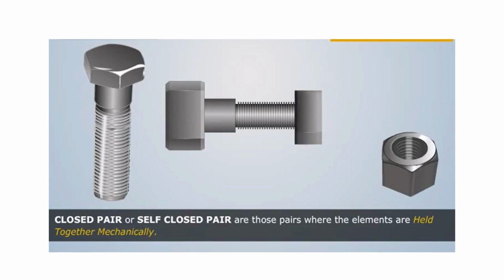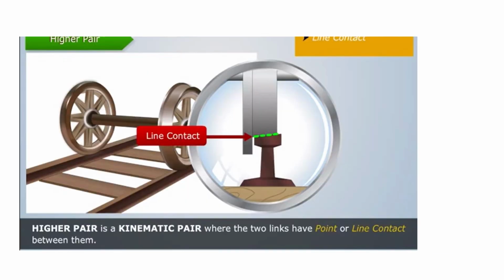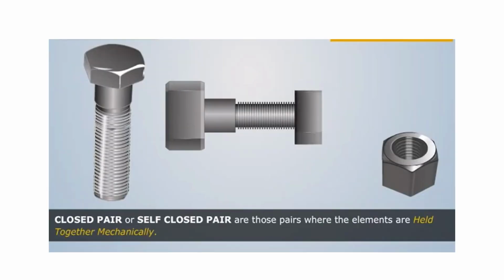Normally we go for the higher pair because the relative motion between them is very low, so we can go on with these contacts. If more surface area is needed, we go for a lower pair. Normally we prefer the higher pair because the motion is transmitted by a small surface area of contact itself. A closed pair means elements are held together mechanically.